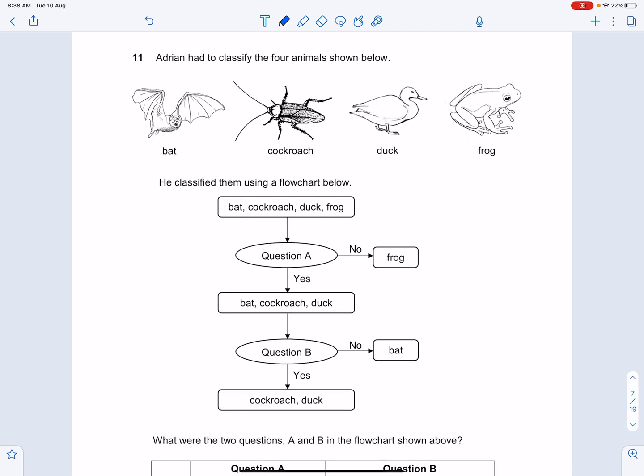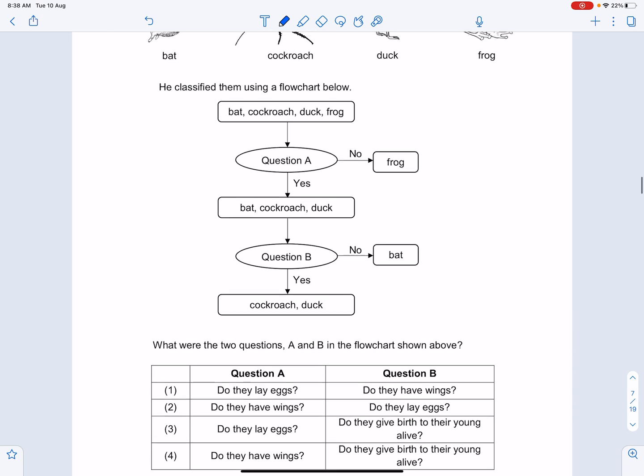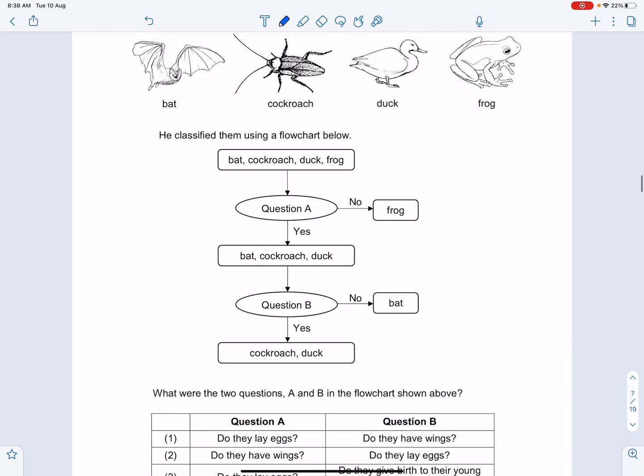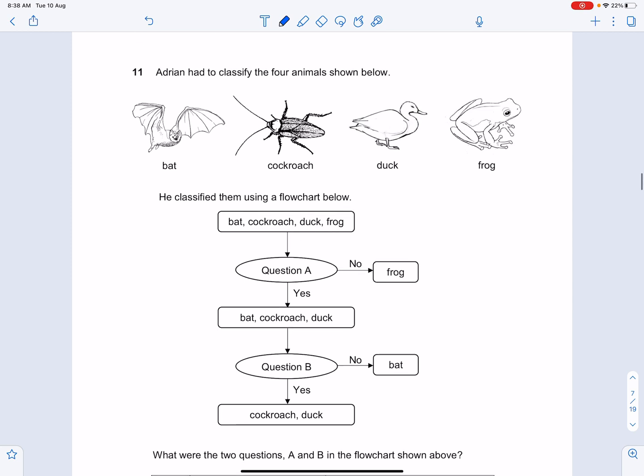Adrian had to classify 4 animals below. He classified them using the flowchart below. What are the 2 questions in the flowchart, questions A and B in the flowchart shown above? Okay, so this is a question on animal life cycles, basically on classification.